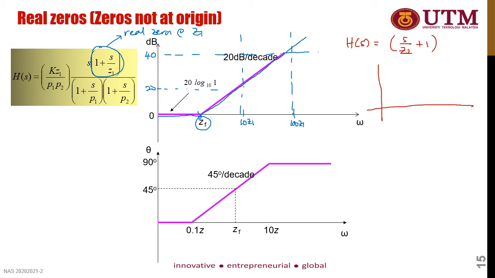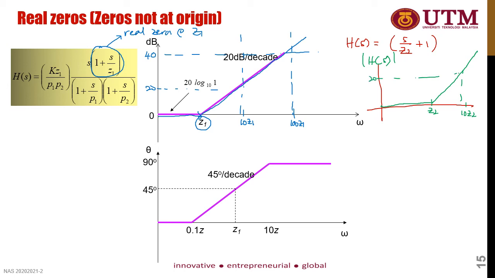So you have 0 up to Z2. This is the magnitude of H(s), and it will be a positive 20 dB per decade slope from Z2 onwards. So here is 10 Z2 and so on. So the increment is 20 dB per decade.